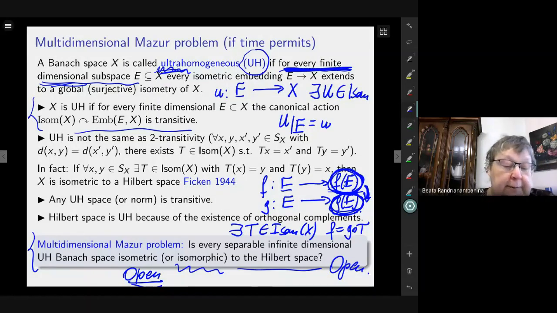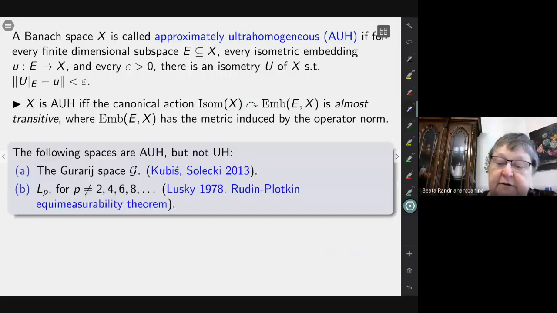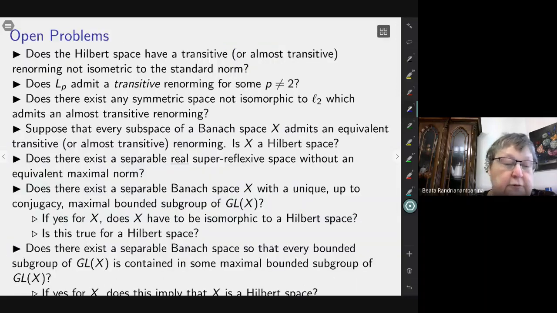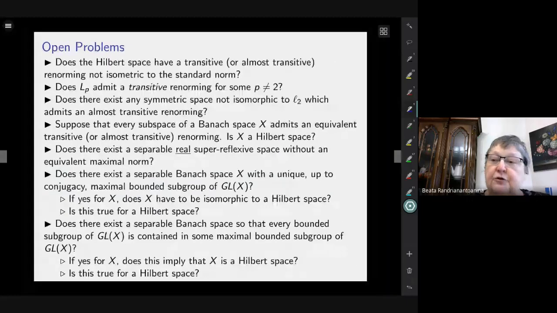Right, so I guess you will have the slides, so you will see the rest of it more carefully. I don't want to talk, well, I want to, but I don't have time. I don't want to skip the open problems. So most of the problems I already mentioned.